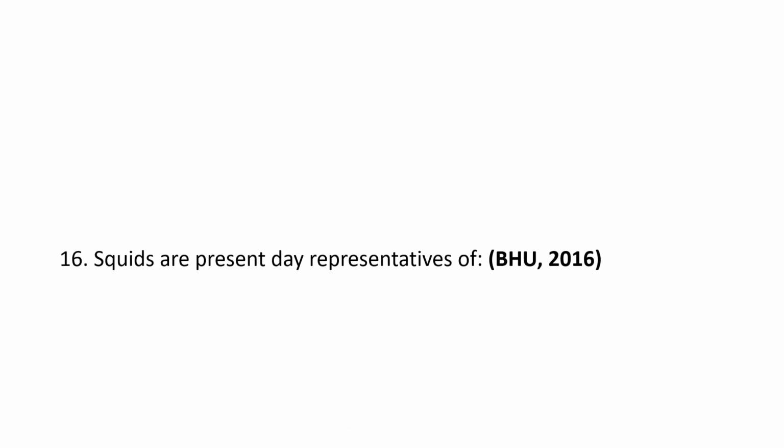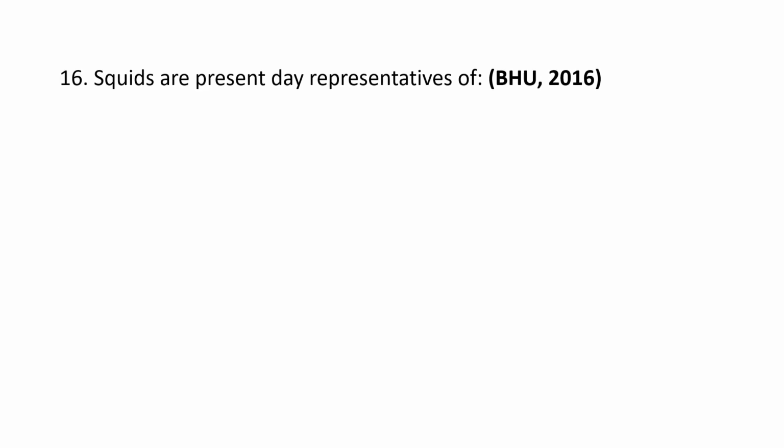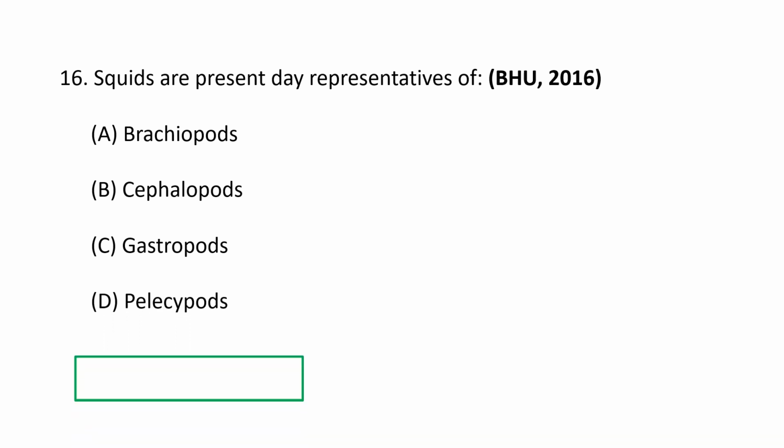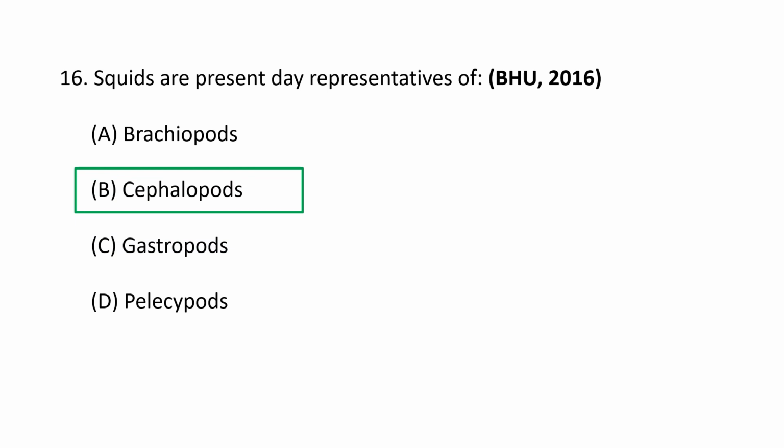Next question. Squids are present-day representatives of A, brachiopods, B, cephalopods, C, gastropods, and D, pelecypods. Squids are the present representatives of cephalopods. The vampire squid is the single living representative of the cephalopod group known as the Vampyromorpha, and it is a small gelatinous species that occurs in the mesopelagic to bathypelagic depths, typically between 600 to 1200 meters depth in temperate and tropical waters of the Pacific, Atlantic and Indian Ocean. So squids are representative of cephalopods.